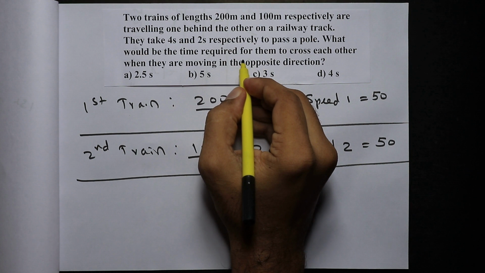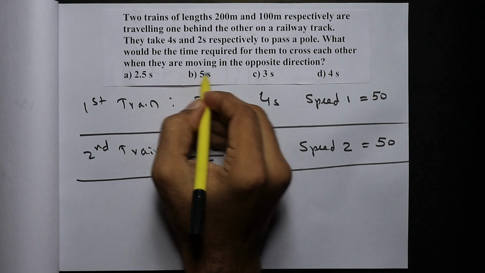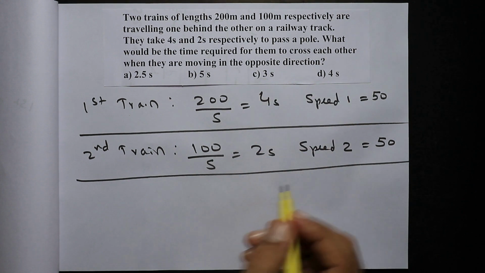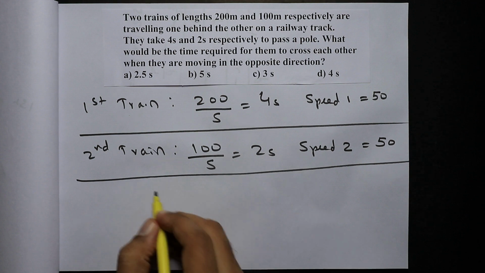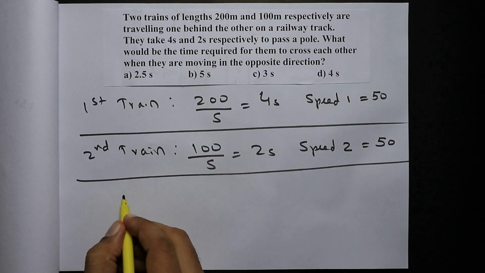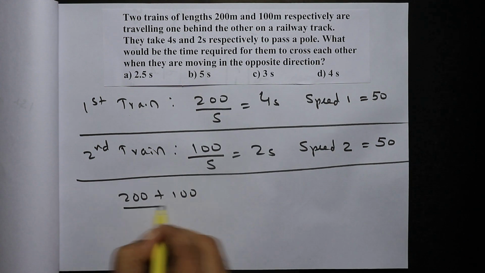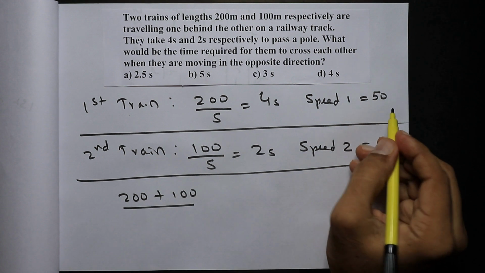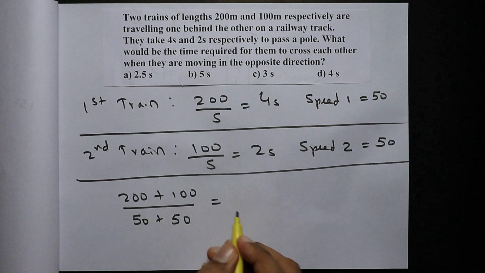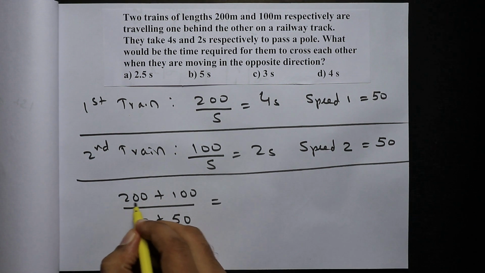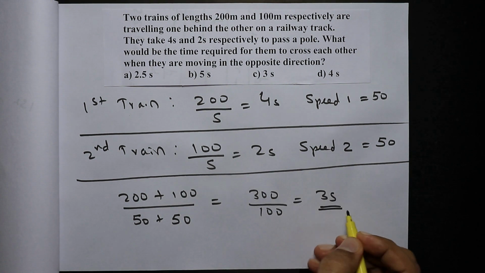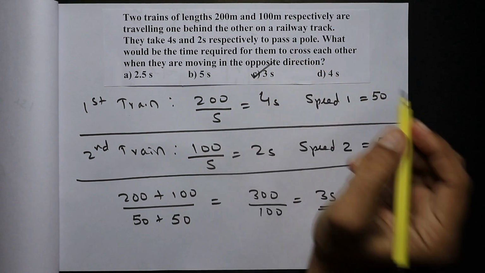What would be the time required for them to cross each other when they are moving in opposite directions? Now when they are moving in opposite directions, as well as when they are overtaking, the total distance to be moved is the sum of their body lengths. So total distance to be moved is 200 plus 100, and when they are moving in opposite directions, relative velocity will be 50 plus 50, that is sum of their speeds. So total time required will be 200 plus 100, 300, divided by 100, so altogether 3 seconds. So time required is option C, 3 seconds.